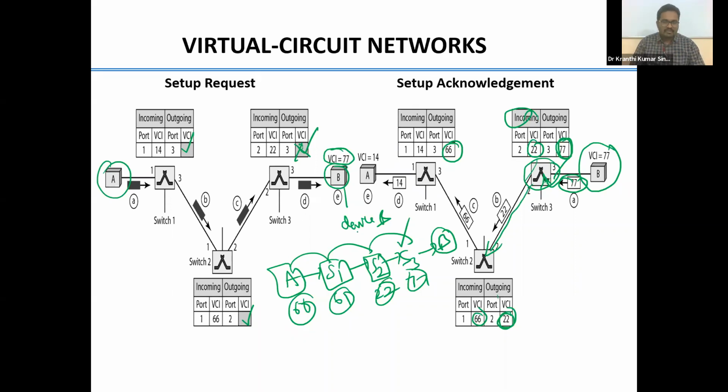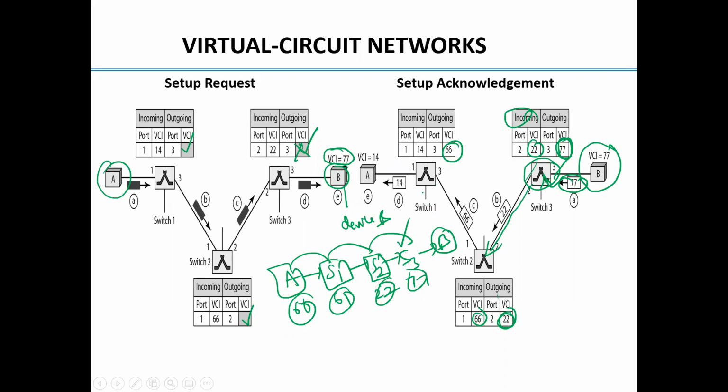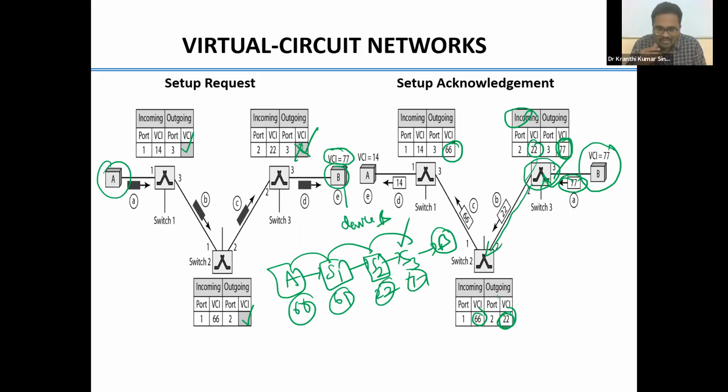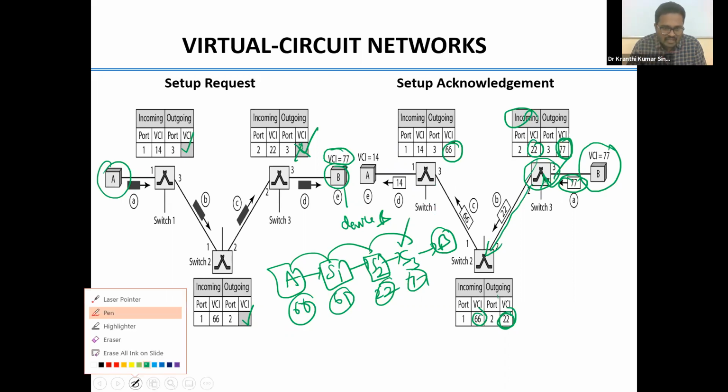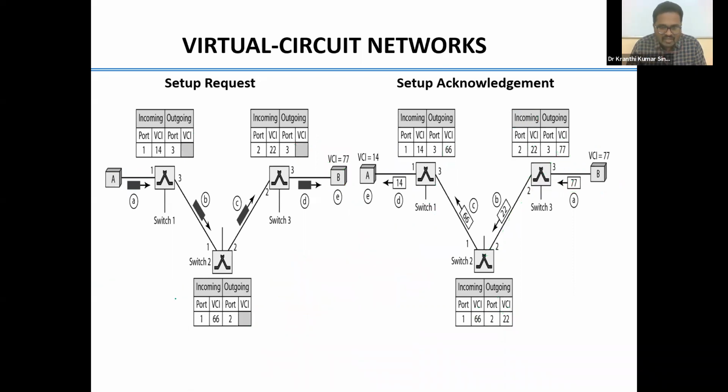Do you understand this concept? Do you understand this? Yes, sir. I request all the students, do you understand this? Or just observe the diagram, you can understand it. Just observe carefully.